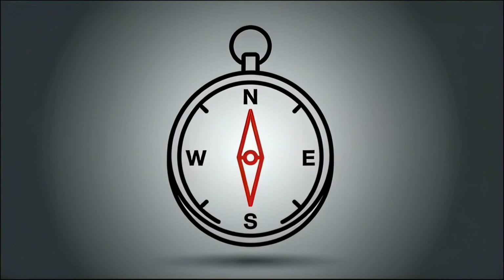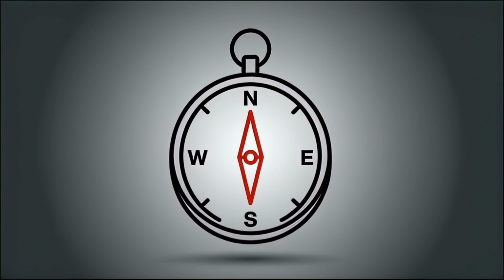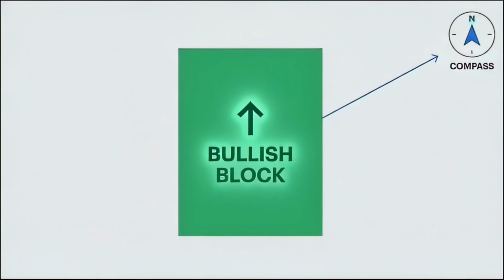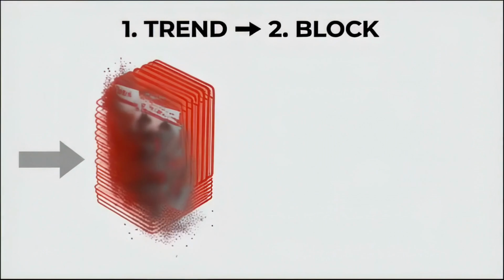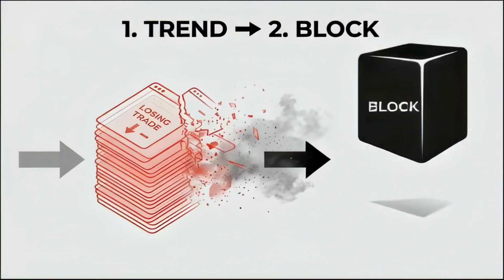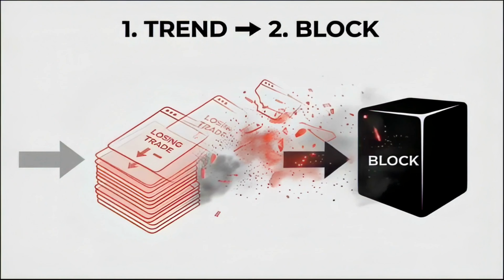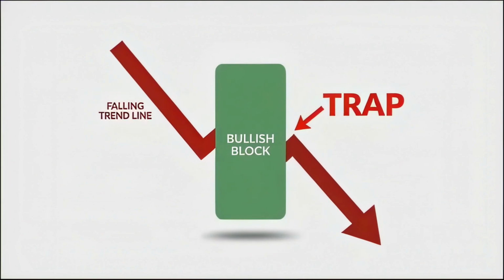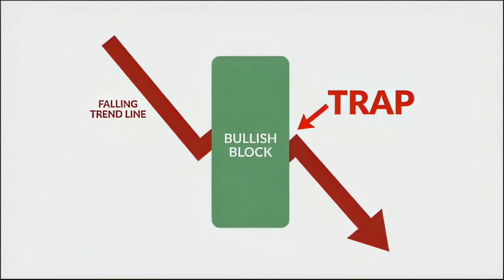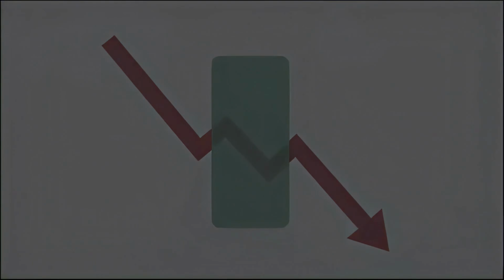So the very first question, before you go hunting for anything, is simple. Which way is this market trying to go? Find that answer first. Then only hunt for blocks that agree with it. Trend first, block second. Get that order right, and half your losing trades disappear before you ever take them. A perfect-looking bullish block that shows up while the bigger picture is falling apart is not an opportunity. It is a trap wearing a costume.